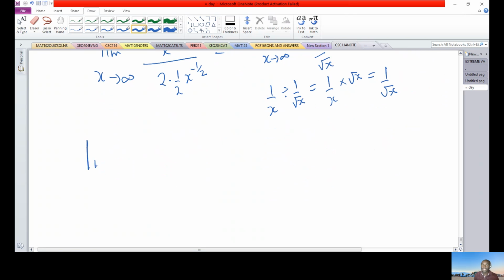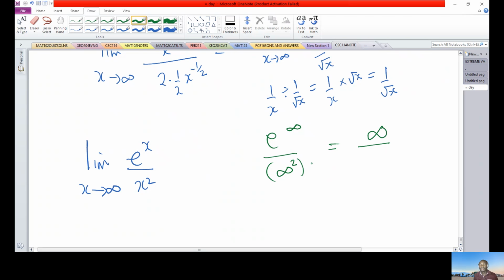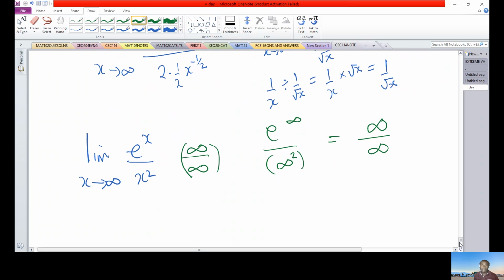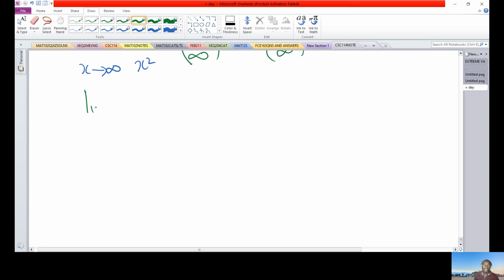And then another problem is the limit as x approaches infinity of e raised to the power x over x squared. So we test first to see whether L'Hospital's rule applies. So e raised to the power infinity over infinity squared. e raised to the power of a big number is a very big number. When you square a very big number, you also get another big number. So this is the case of infinity over infinity. So L'Hospital's rule works.